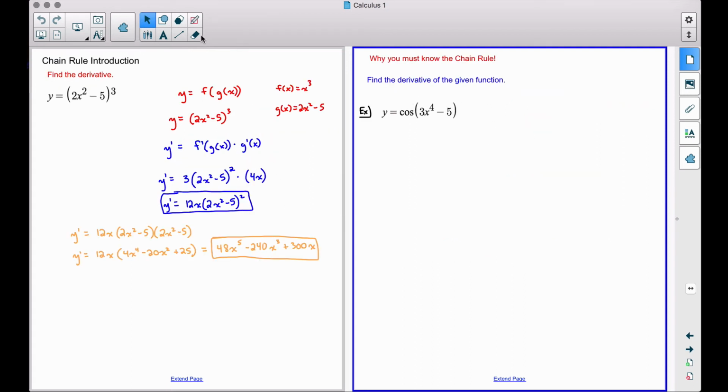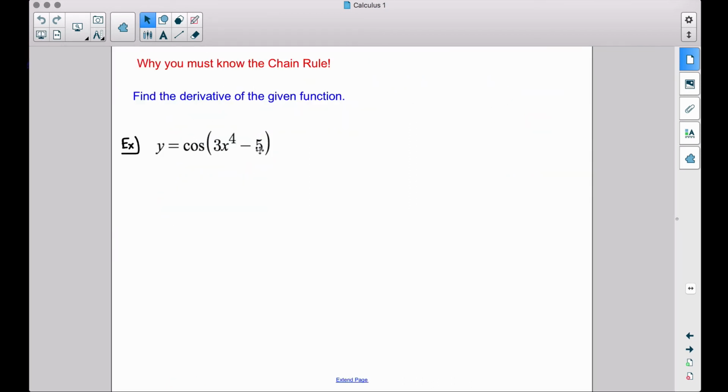Also, in a future video, what we need to look at are problems like this, where we have the function 3x to the 4th minus 5 sitting inside of a cosine. This is why you must know the chain rule, just one of an infinite number of examples of why. But there's no algebraic approach to this like we did in the previous example. Here we have to apply the chain rule. We'll see this example and a few more in upcoming videos.